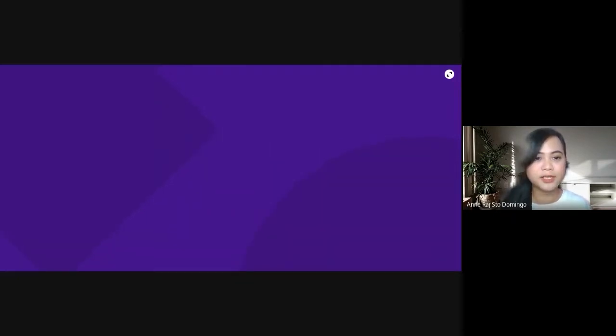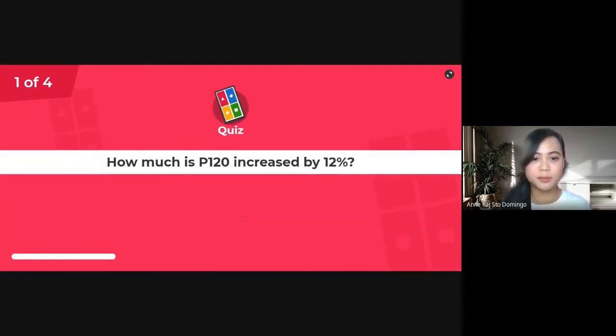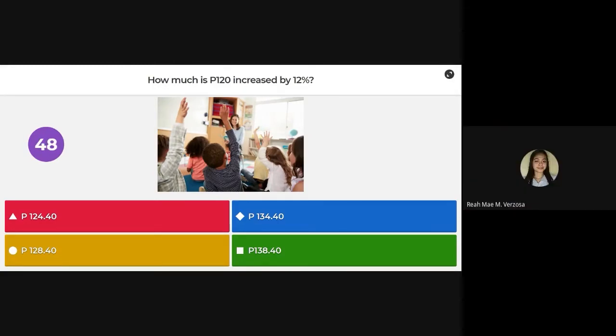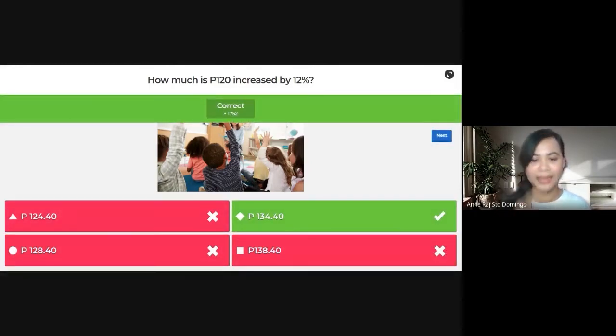So, for the first question, ayan, this is for double points. How much is 120 pesos increased by 12%? So, in this problem, anong ginawa ni Rhea May kanina? Ang sagot dito ay, anong sinagot nyo kanina dito? 134.40 pesos. Yes, 134. That is correct.